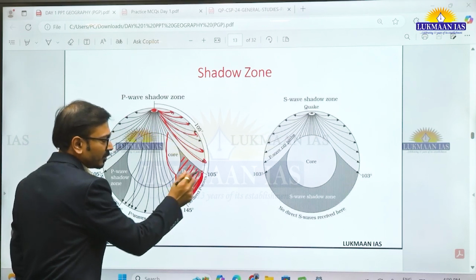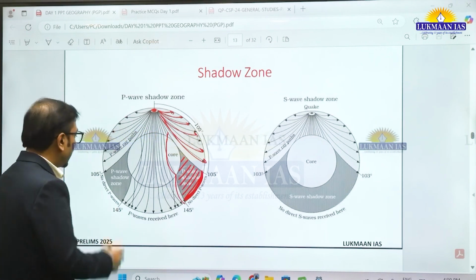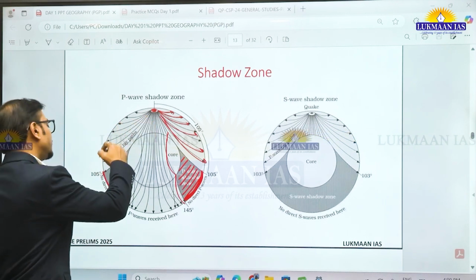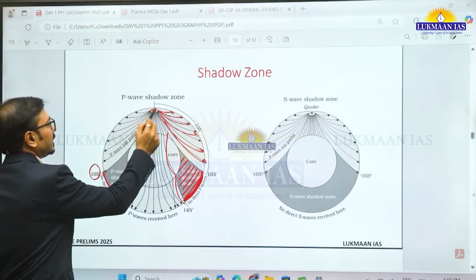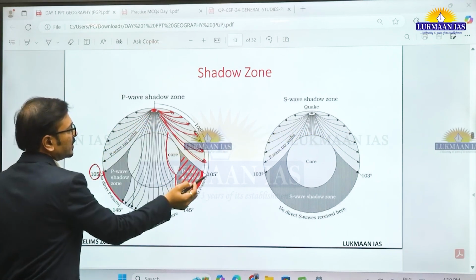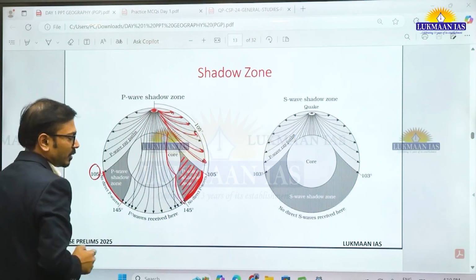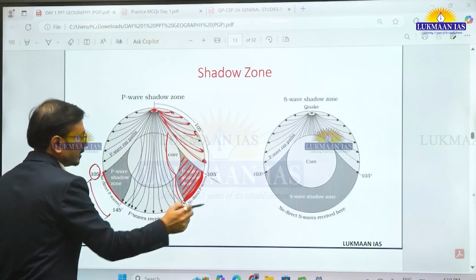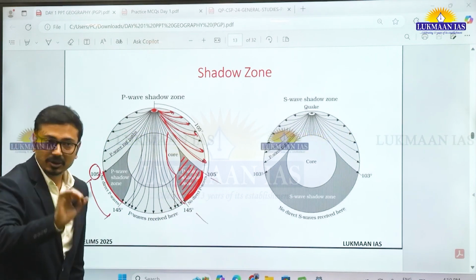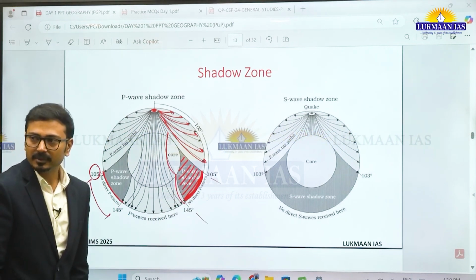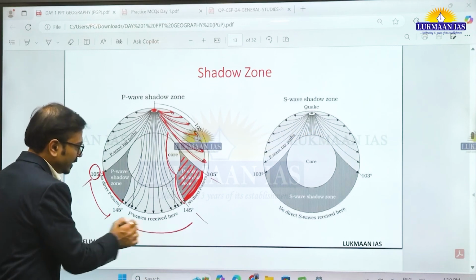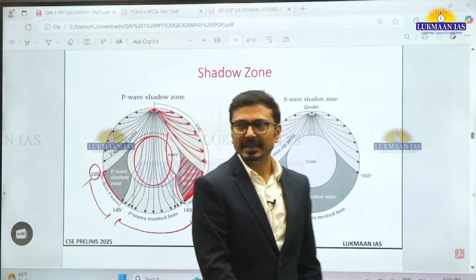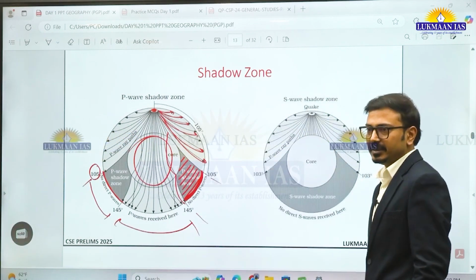where P waves are not detected on this surface. This surface we are talking about, the Earth's surface, and on this side also. So from this location up to 105 degrees P waves are detected. From this location on the other side, up to 105 degrees the P waves are detected, but from 105 to 145 degrees P waves are not detected. But beyond that they are detected again. That means they pass through the core. Okay, understand this.